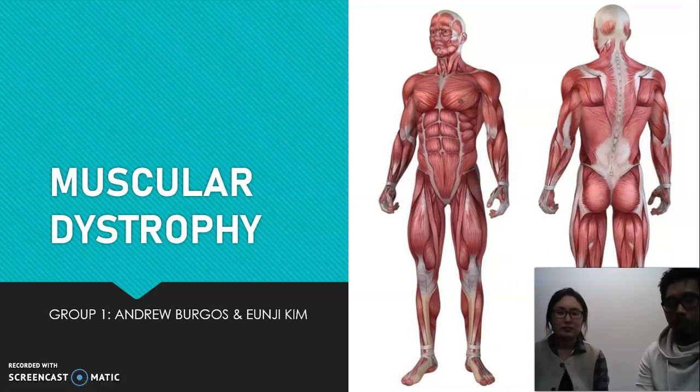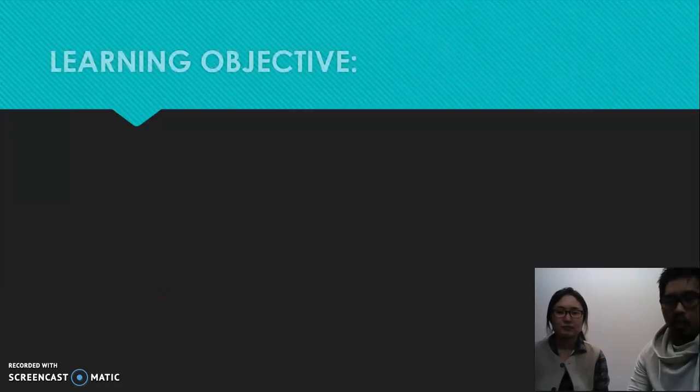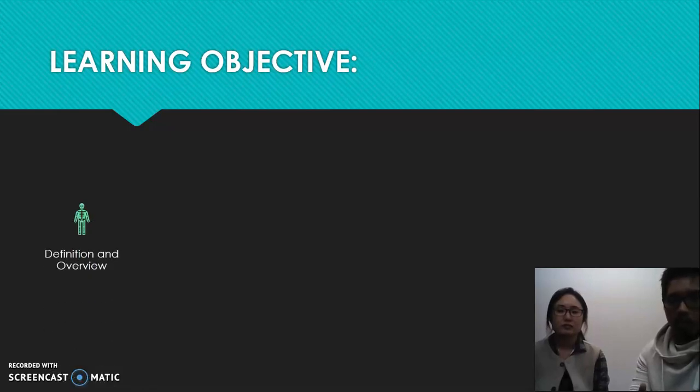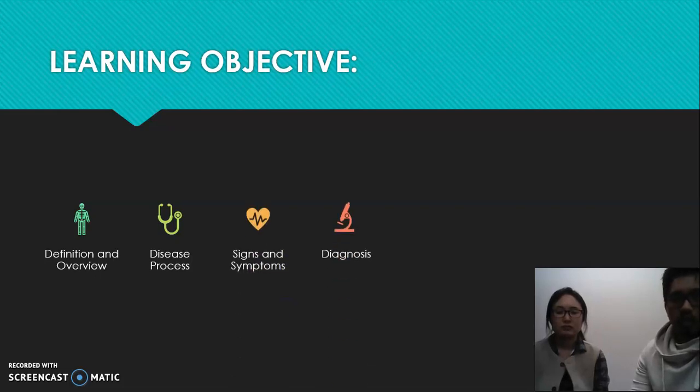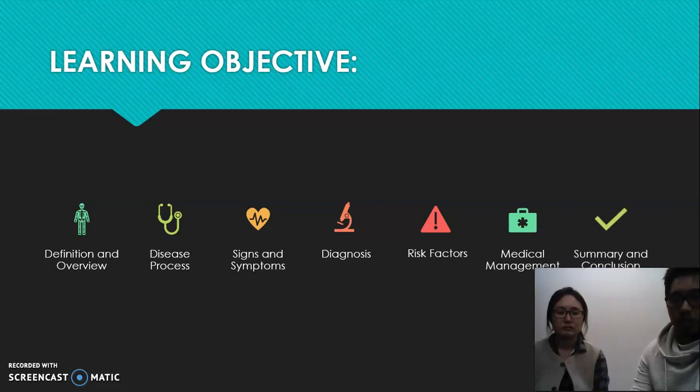And for today we will be talking about muscular dystrophy. So, first, we will be talking about the learning objective during this slide. So, what we will be tackling on: the definition and overview of the condition, the disease process, how it progresses, signs and symptoms of muscular dystrophy, diagnosis, the risk factors involved with it, medical management, and summary and conclusion.